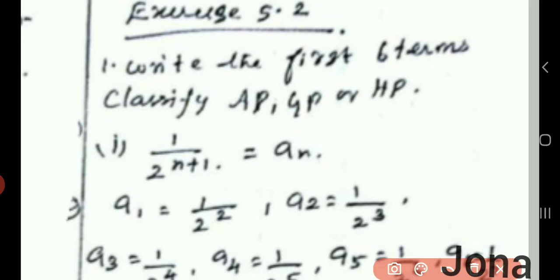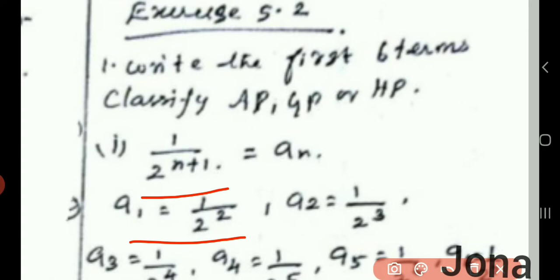Okay, let me go for the problems now. So we have to classify in which series it is. First we have to find 6 terms there and then we have to classify. Now look at here, the first problem, 1 by 2 power n equal to an. Here in the place of n we want to substitute 1, 2, 3, 4, 5, 6 because they are 6 terms. So substitute n equal to 1.